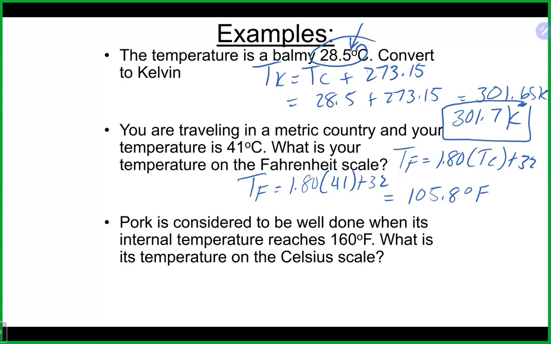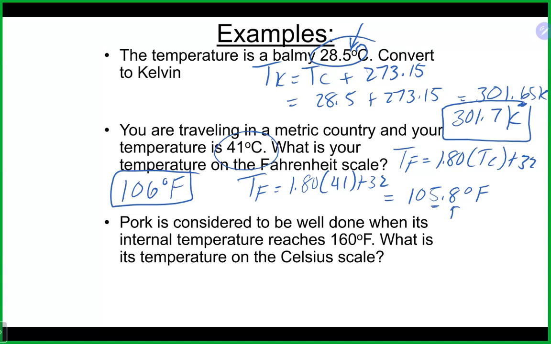Once again, in terms of how we want to give our answer, we want to look at the original number here. In this particular case, the original number is a whole number. So we want to round this to the nearest whole number. Looking at the number to the right, it is above 5, so we would round up, and that would get us 106 degrees Fahrenheit. Any questions on that there?